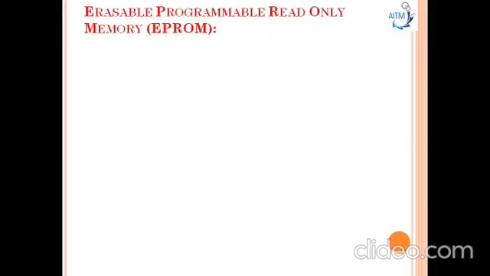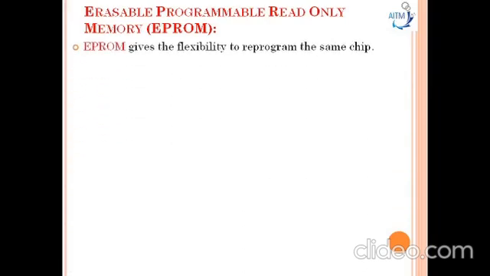Now coming to the third type of program storage memory, that is EPROM. This EPROM memory gives enough flexibility to reprogram the same chip. In the case of PROM, we have seen it is allowed to be modified by the programmer only one time. But in the case of EPROM, it gives enough flexibility to reprogram the same chip as many times as needed.